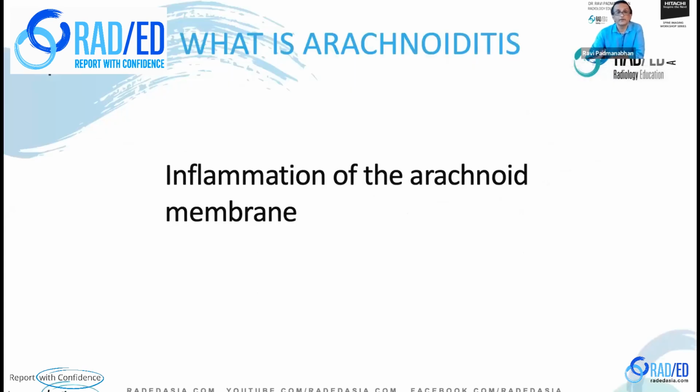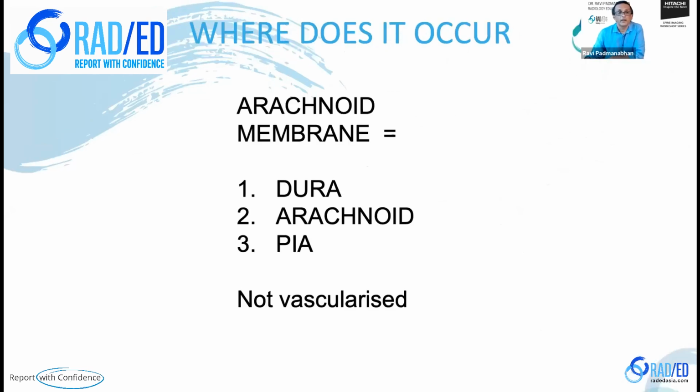So what's arachnoiditis? Arachnoiditis is basically inflammation of the arachnoid membrane. And the arachnoid membrane consists of the dura, arachnoid, and pia. And I think this bit is important. It's important to know that these are not vascularized, because that comes into effect when we're looking at contrast.